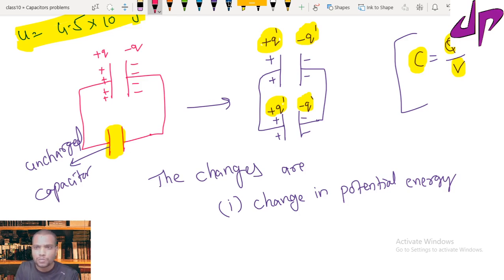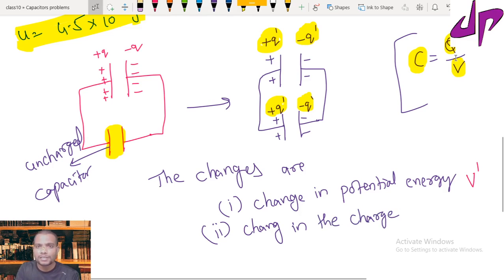So let me take the new potential as V dash. What is the second change? The second point, there is a change in the charge. The charge gets half. So if you take the new charge, Q dash equals C times V dash, because capacitance remains constant.